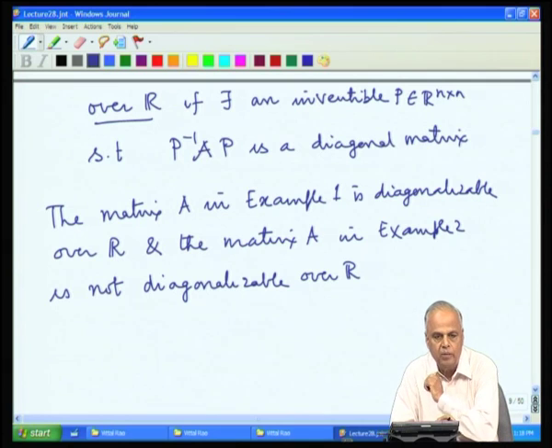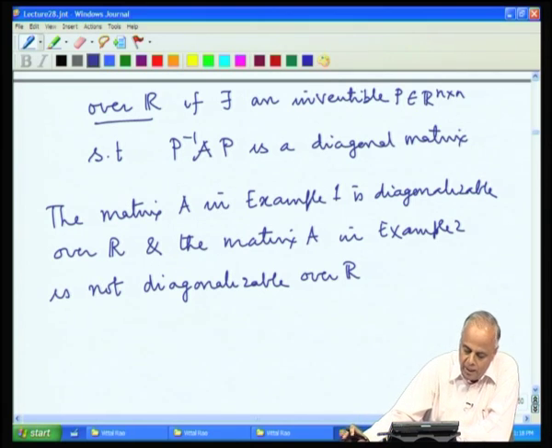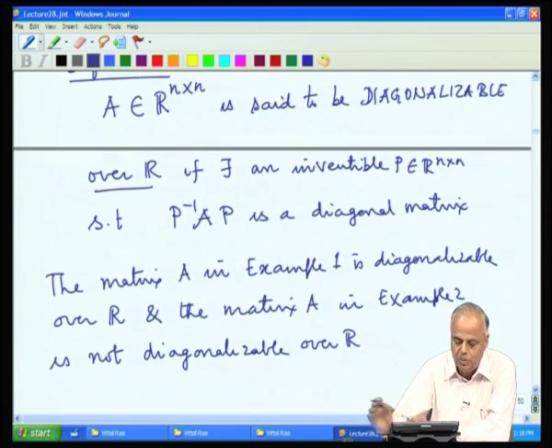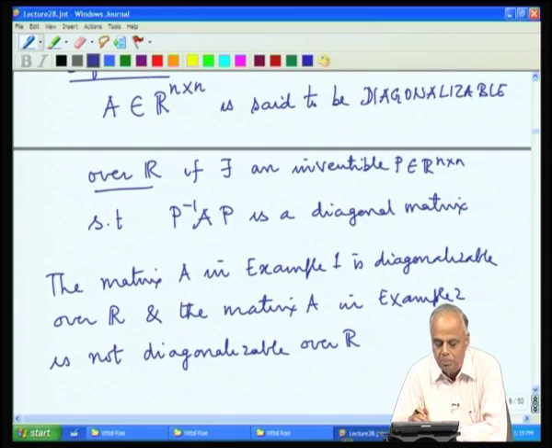So, instead of writing there exists a P such that P inverse A P etc., we simply say diagonalizable over R. A matrix A is diagonalizable over R if there exists a P such that P inverse A P is a diagonal matrix. As observed, the matrix of example 1 is diagonalizable over R, the matrix of example 2 is not diagonalizable over R.